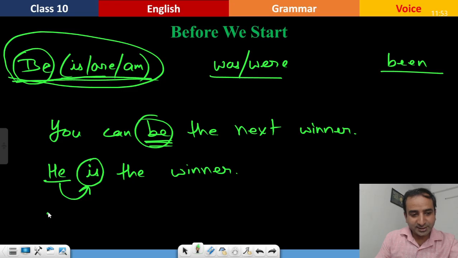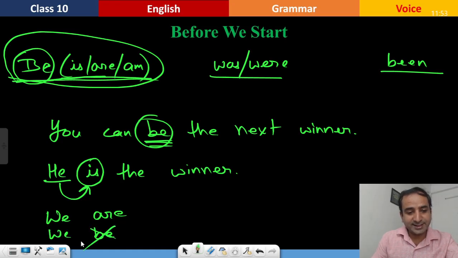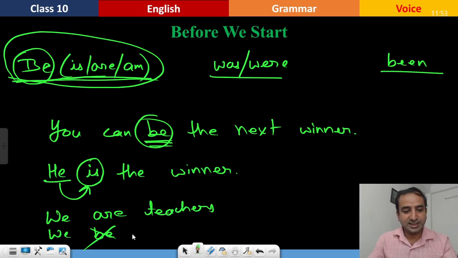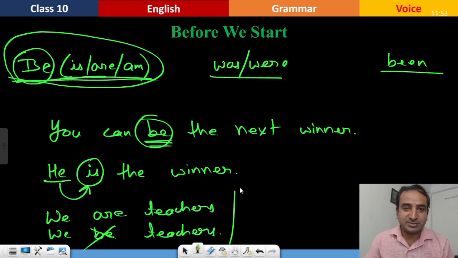Also, if we write we are, not we be, this one is here incorrect. Why? We are using the form of be directly after the subject. So when we use directly, we use this method. Like we are teachers, and we be teachers. This is incorrect. But when we already use some helping verb, some modal verb, we use be.